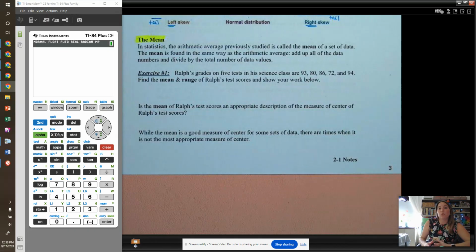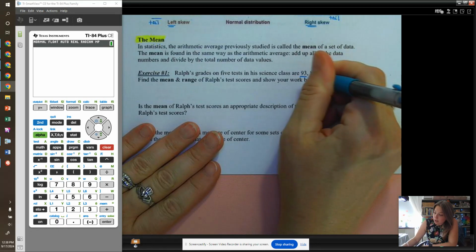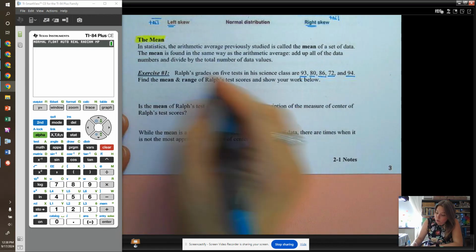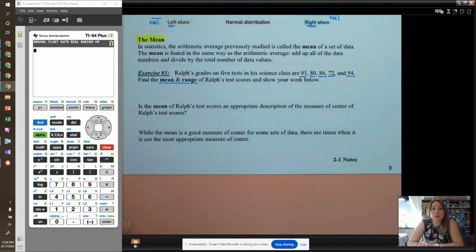Ralph's grades on 5 tests in his science class are 93, 80, 86, 72, and 94. And we want to know the mean and the range of Ralph's test scores. Now, I want to show you how to do this on your graphing calculator. So hold your graphing calculator, and what you want to make sure you press is stat and this edit button.